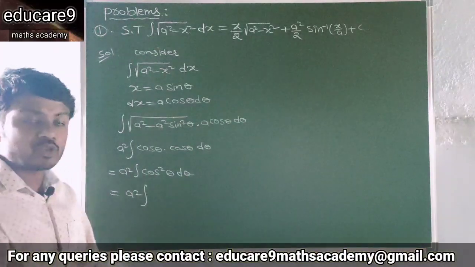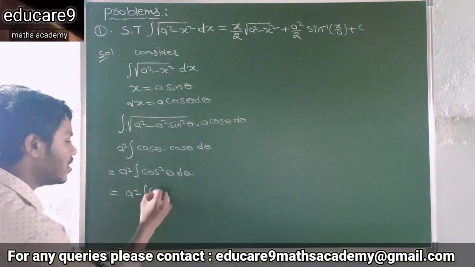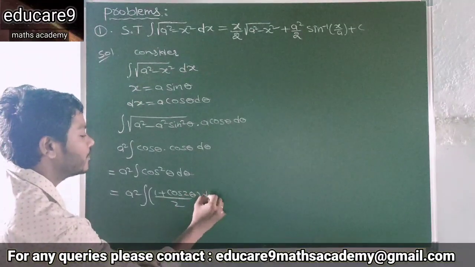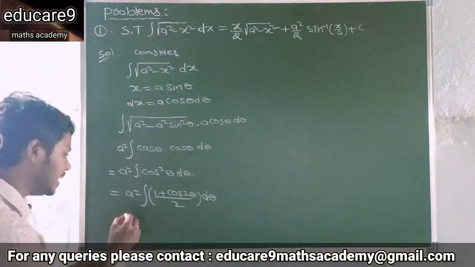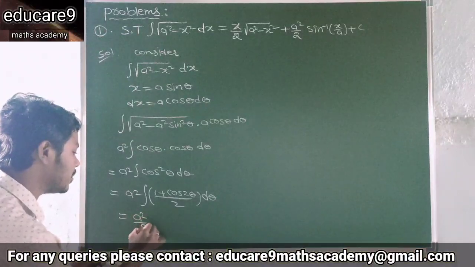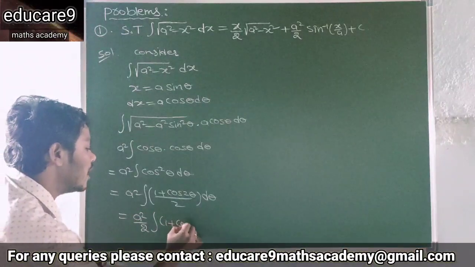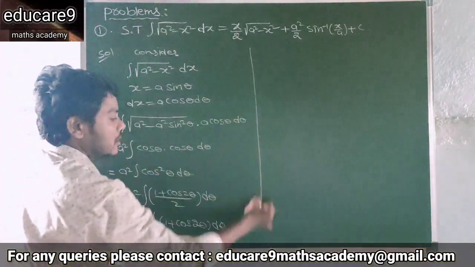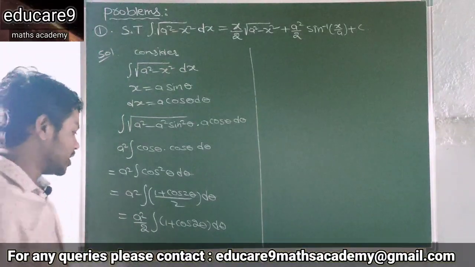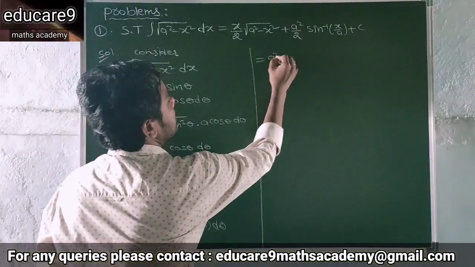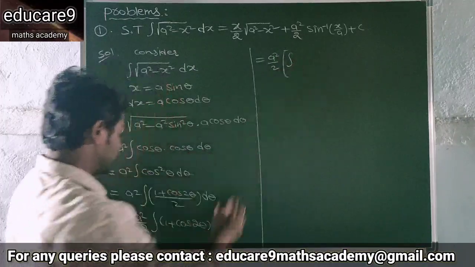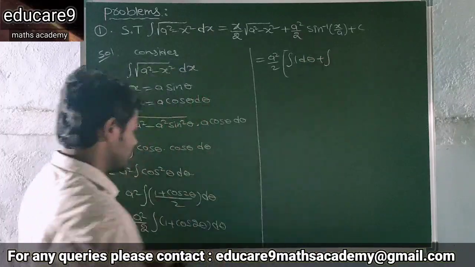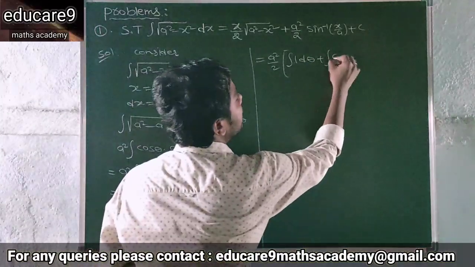So how to write cos square theta? That is 1 plus cos 2 theta by 2 d theta. So write 1 by 2 outside of the integration, that is a square by 2 integration of 1 plus cos 2 theta d theta. Now integrate separately, what you get, this is a square by 2 integration of 1 d theta plus integration of cos 2 theta d theta.